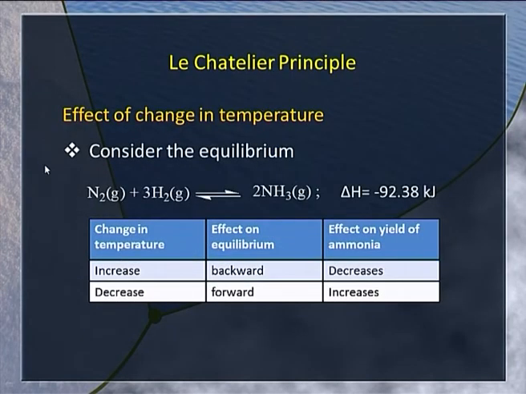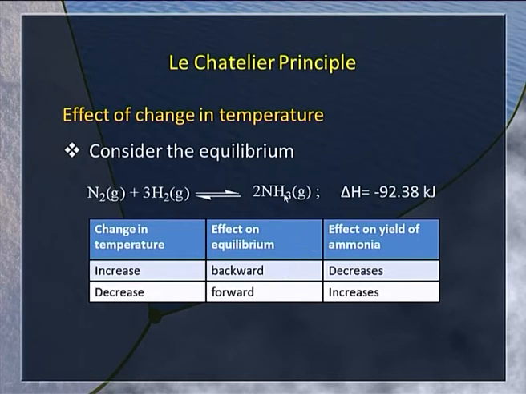To take an example of temperature change and its effect on the equilibrium, a very well known example is Haber's process, N2 gas with 3 H2 gas can give you 2 NH3 ammonia, which is also in gaseous form. The enthalpy of this reaction is minus 92.38 kilojoule. It is an exothermic process. So, when a system is an exothermic process and I increase the temperature, the system wants to go in a direction where it can consume the excess energy. So, it will go in the backward direction where it can consume it.